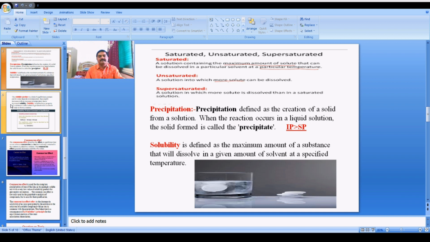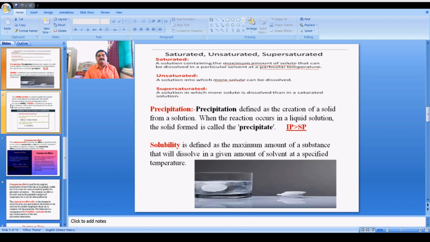And the fourth one, precipitation. Here the term we know is precipitate. What is a precipitate? It is the insoluble form of the compound. Precipitation is defined as the creation of a solid from a solution. When a reaction occurs in the liquid solution, the solid that is formed is the precipitate. And here the IP is greater than the solubility product. That means the ionic product is greater than the solubility product.